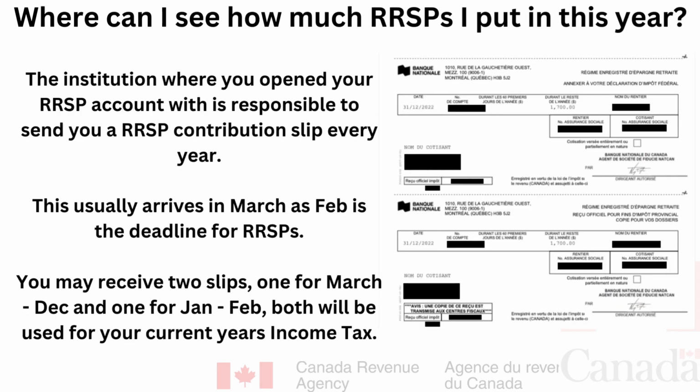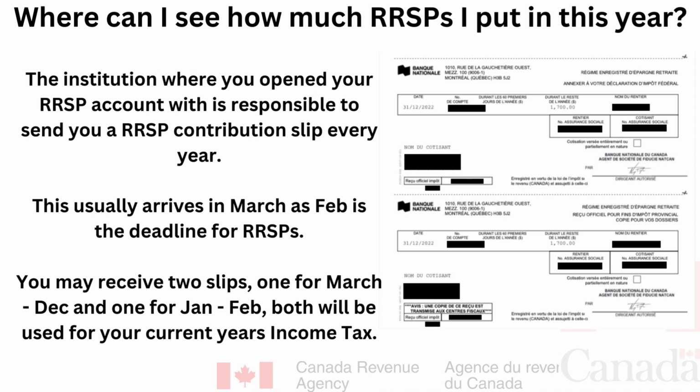So how do you know how much you've already put into RRSPs this year? Every institution is required to send you an RRSP contribution slip every year. They're going to send you one for March to December and one for January to February. Usually these slips will arrive in March of the current year.